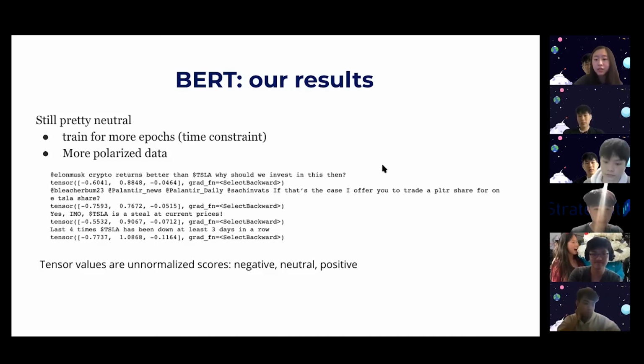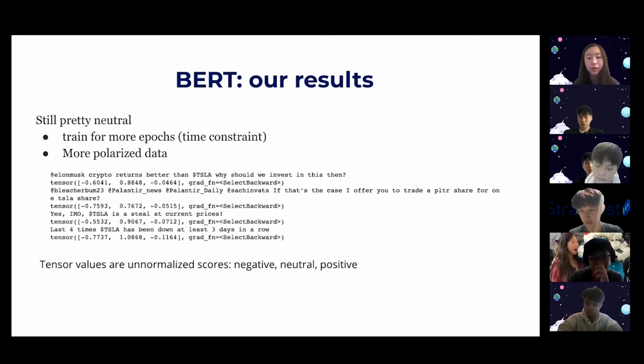But here are some of our BERT results. As you can see, it takes in a tweet, and then it outputs this tensor that has the negative score, neutral score, and the positive score. So then we're able to gauge exactly how negative or neutral or positive our tweets are, and then we can compile that into general sentiment for a particular ticker.